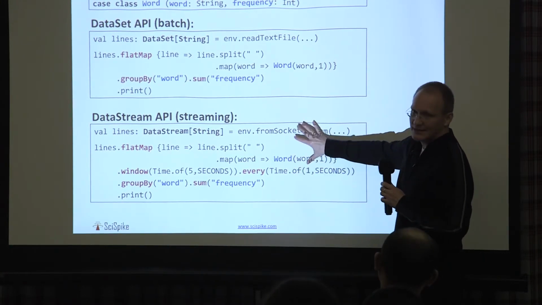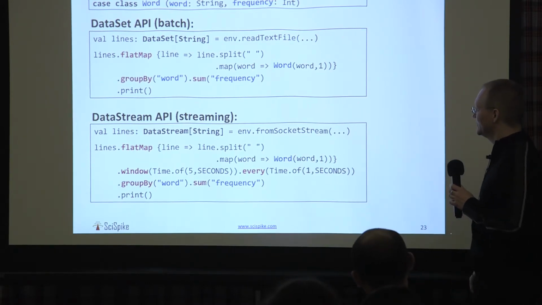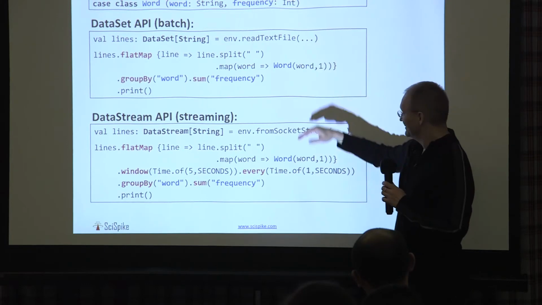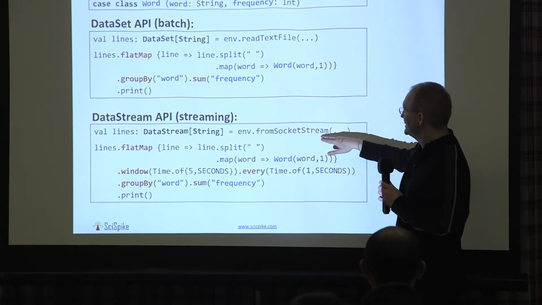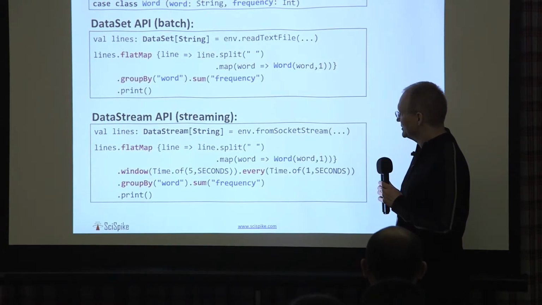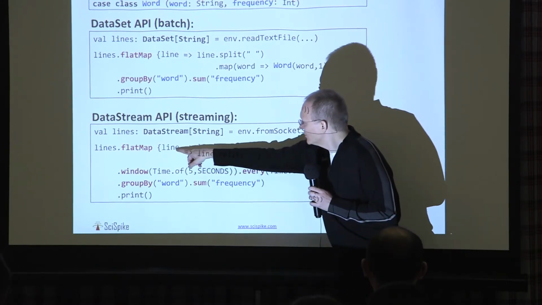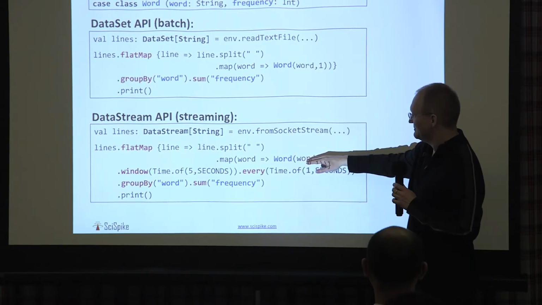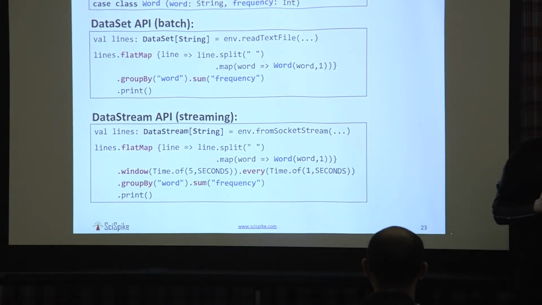The streaming API is very similar. You can notice that there is a little difference here. Instead of reading the text file, we are going to get the input from some socket. The code that is actually doing the processing looks the same. You see the lines are the same. And there is one line that is different.